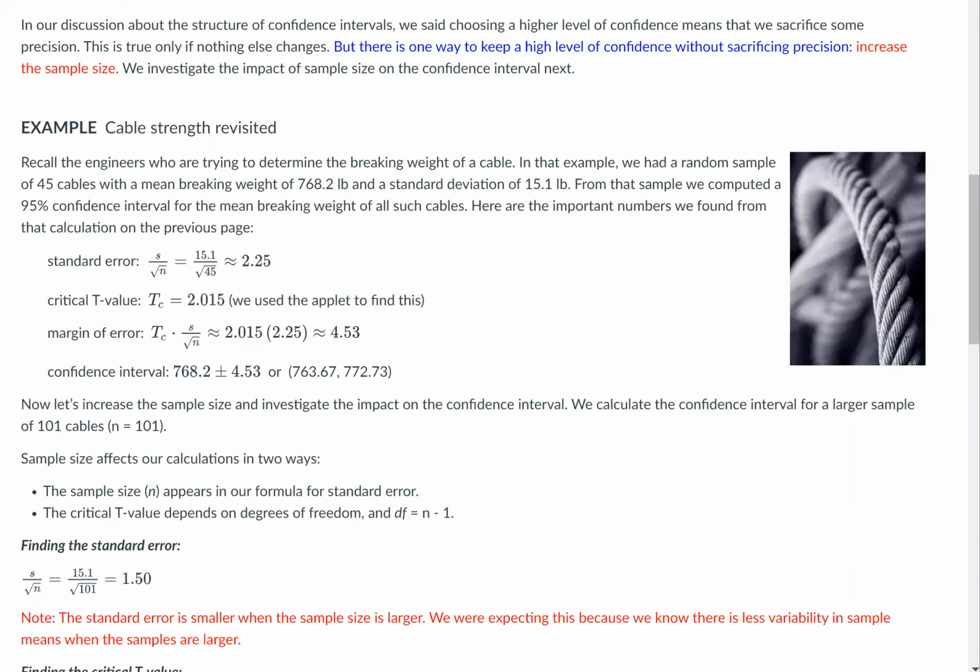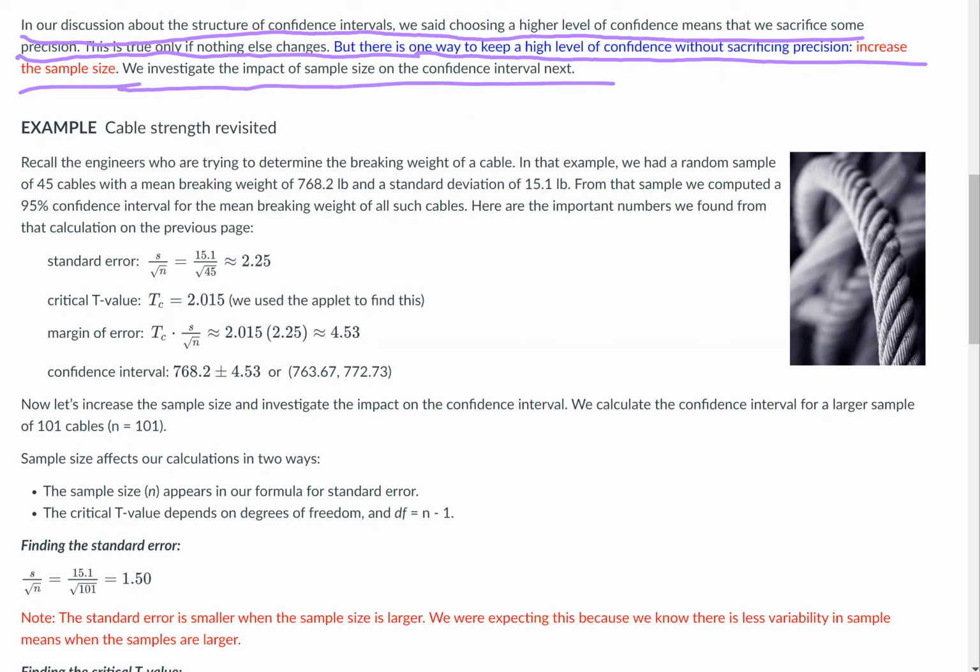Now on this page, we'll revisit an example we saw a few pages back. In our discussion about the structure of confidence intervals, we said choosing a higher level of confidence means that we sacrifice some precision. This is only true if nothing else changes. But there is one way to keep a high level of confidence without sacrificing precision. We increase the sample size. We investigate the impact of sample size on the confidence interval next.